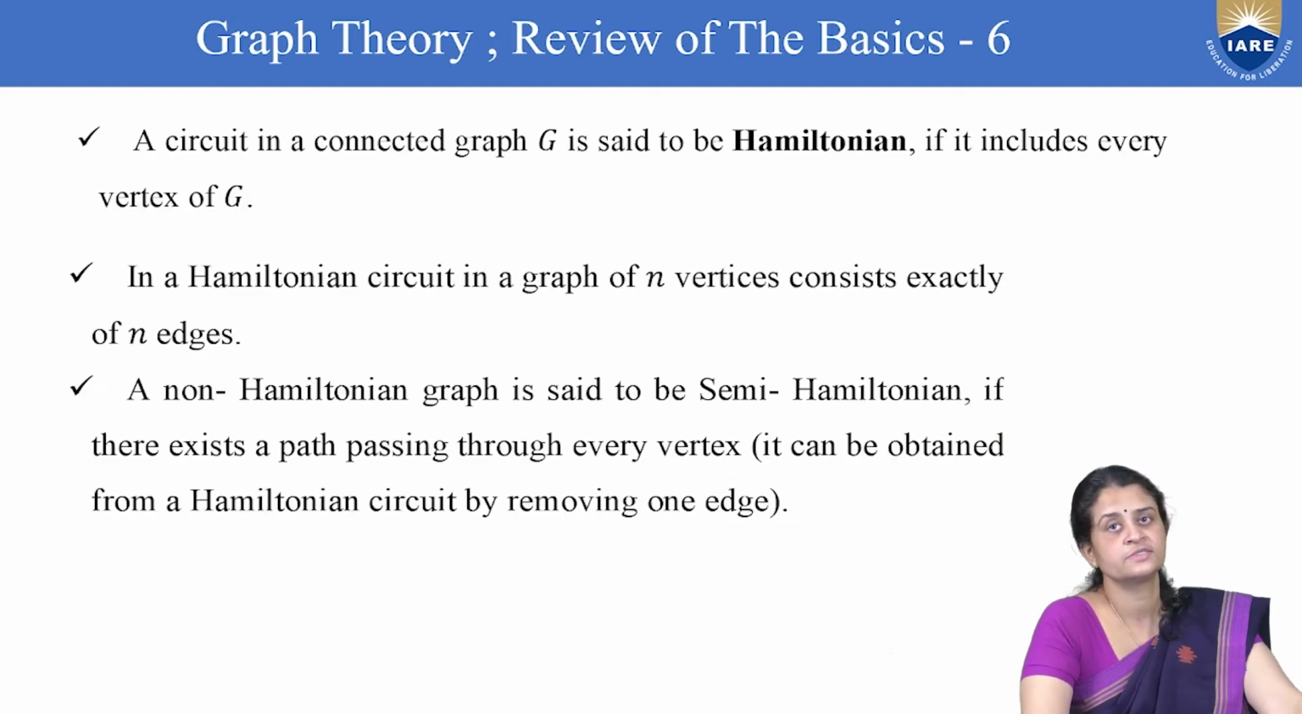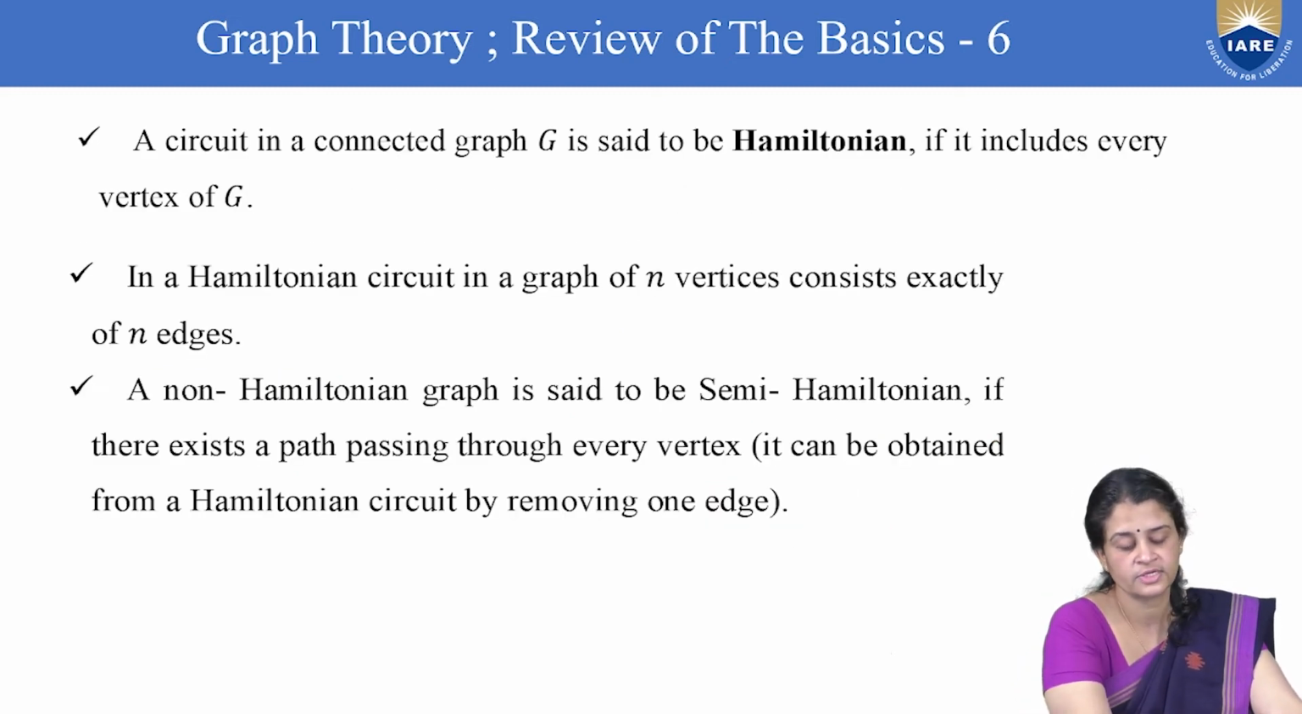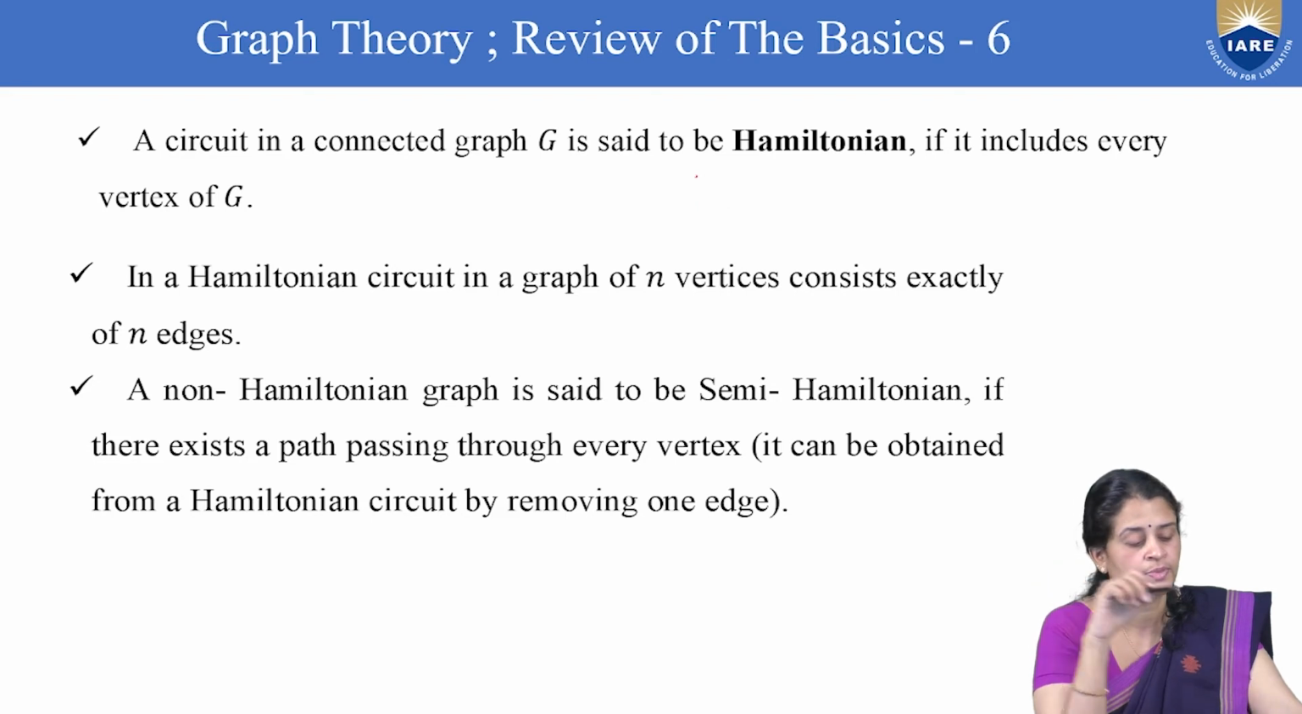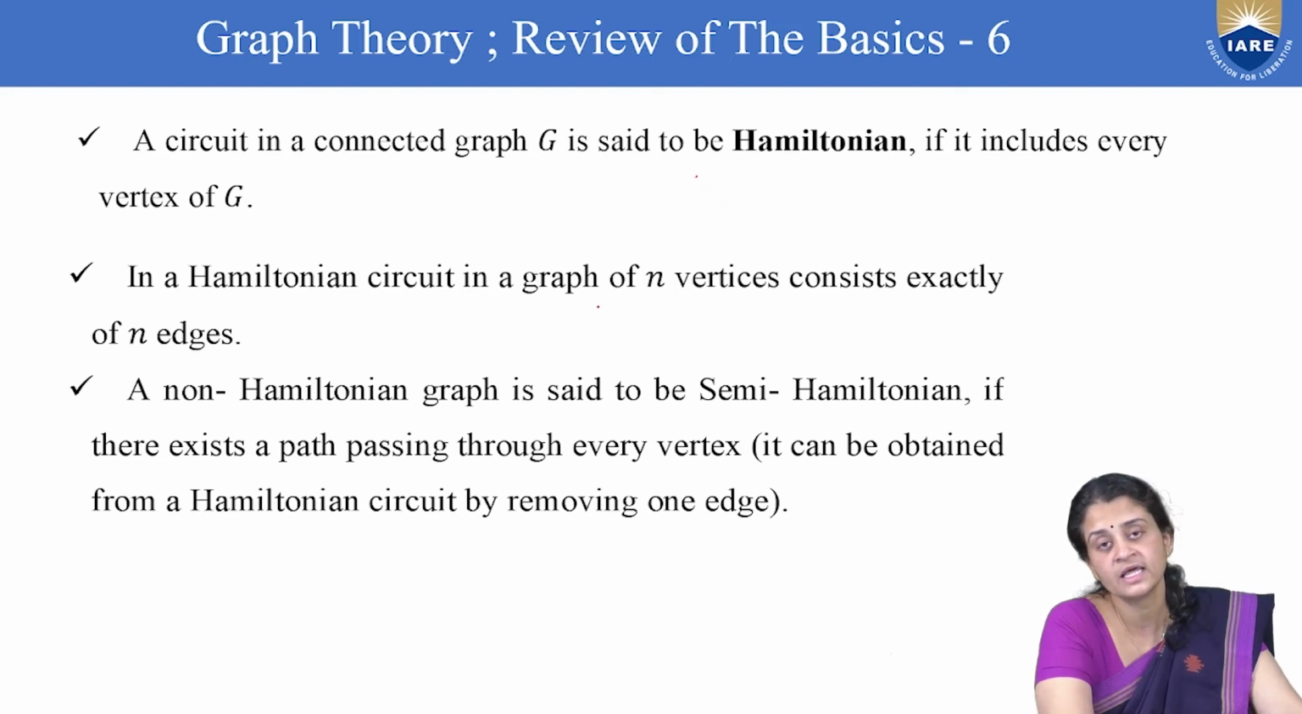Now we will see what a Hamiltonian circuit is. A circuit in a connected graph is said to be Hamiltonian if it includes every vertex of G. That is, if we can find a circuit that passes through every vertex of G, then that circuit is termed a Hamiltonian circuit. In a Hamiltonian circuit in a graph G with n vertices, there will be exactly n edges.